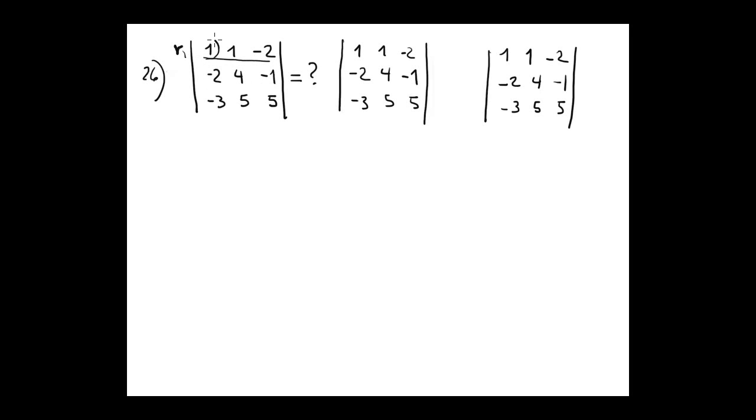The first entry is 1. So you multiply 1 times the cofactor, which is formed when you delete row 1 and column 1. And we get this determinant: 4, negative 1, 5, 5.